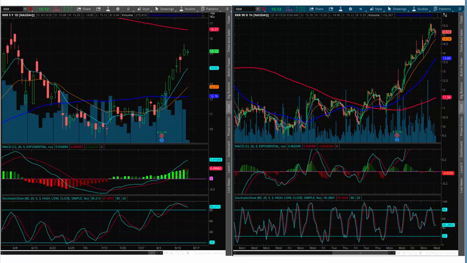All right, here is RRR, Red Rock Resorts. So what I see here is first, on all these charts, on all these stocks, I have the daily on the left and the hourly on the right. I have the MACD and stochastic as the indicators, and then on the charts, I have the 200-day moving average, the 50, and then the 8 and 21.